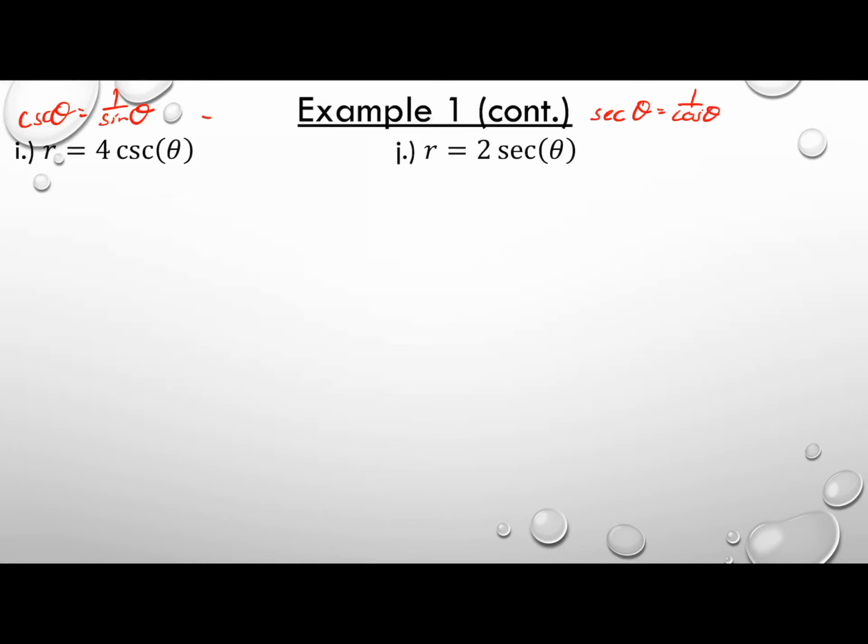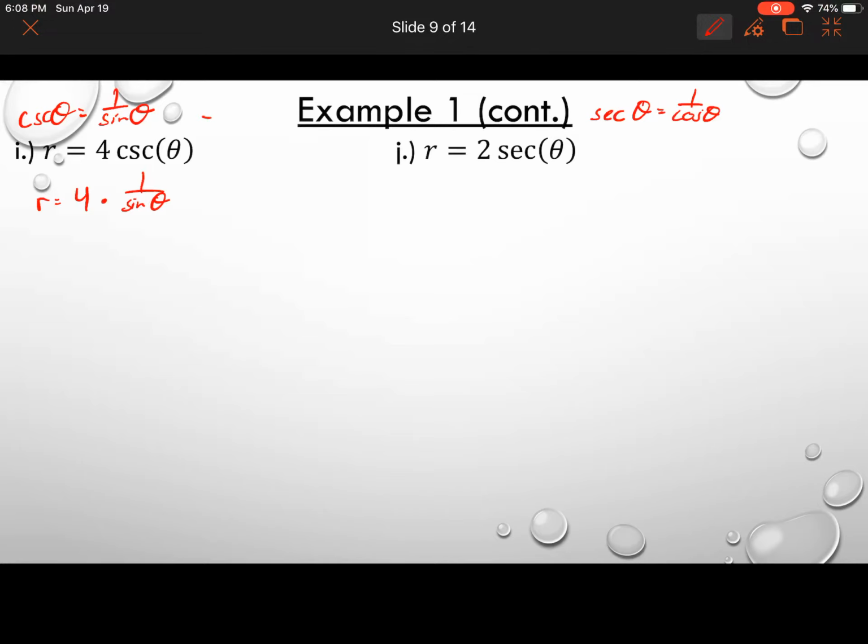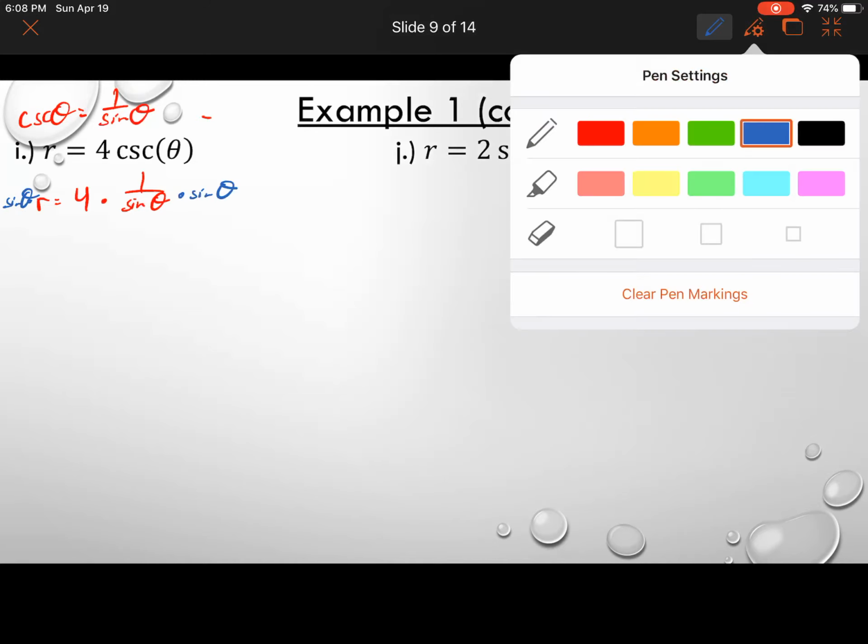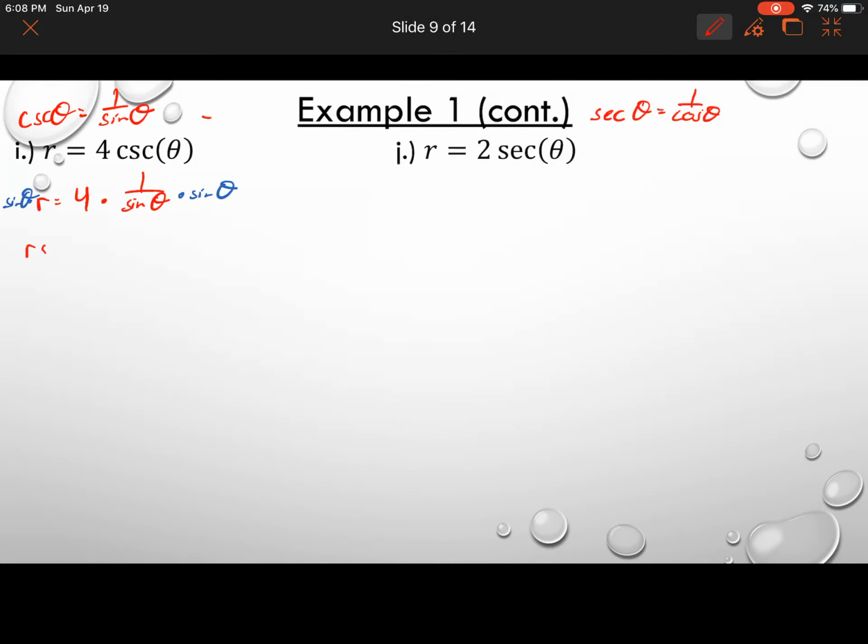So let's use those identities. Let's rewrite this as r is equal to 4 times 1 over sine theta. And let's get that sine of theta to the other side by multiplying both sides by sine of theta. So we end up with r sine theta is equal to 4, since the sine theta and the 1 over sine theta cancel out.